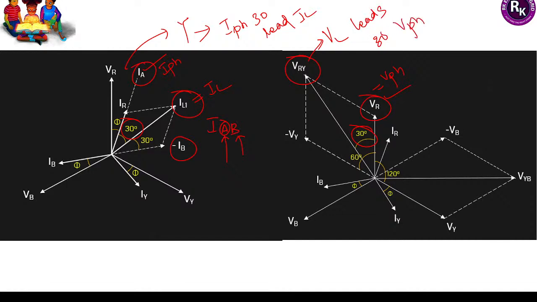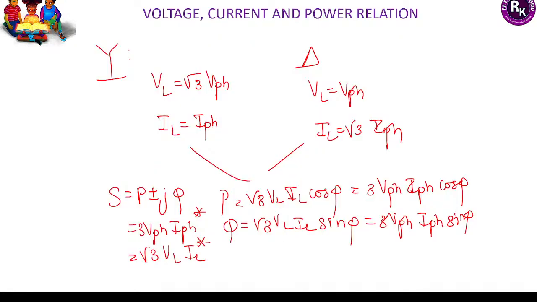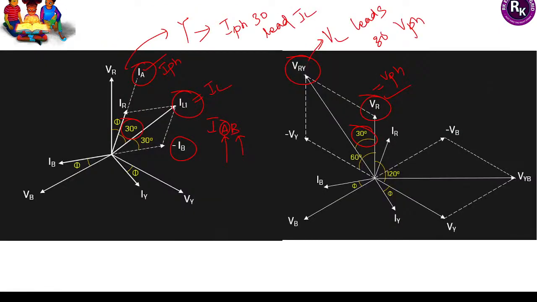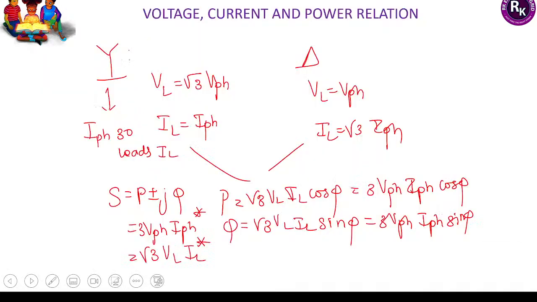Understood? So what is the difference here? In case of star connected network, while discussing per phase current, phase current 30 degree leads the line current. Yes or no? Yes. While talking about delta, what do we observe? Here line voltage is leading. So here what I can say is line voltage 30 degree leads phase voltage. This is the most important observation that you have to keep in your mind.